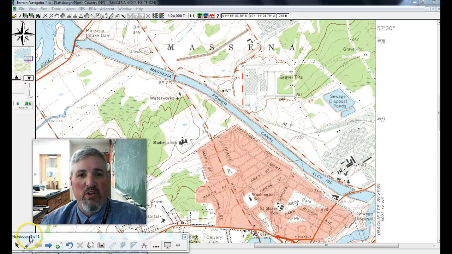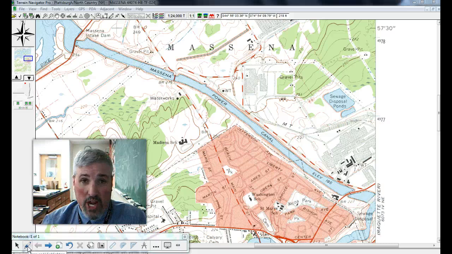Okay, this is part 3 of 4 for this lab. We are on number 9 on the Massena Quadrangle lab. We're going to measure and record the following distance in kilometers.